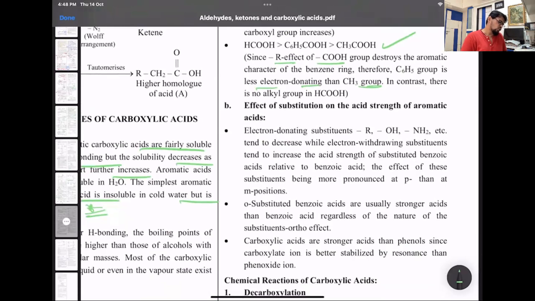Electron donating groups like alkyl, OH, NH2 decrease, while electron withdrawing groups increase the acidic strength of the substituted benzoic acid derivatives. Ortho substituted benzoic acids are stronger acids than benzoic acid due to the ortho effect. We have discussed the ortho effect, where there is some amount of intramolecular H bonding. That's an important point. And carboxylic acids are stronger than phenols, since the carboxylate ion is better resonance hybridized. I have told you this, carboxylic acids, the Ka is normally 10 raised to -3 to 10 raised to -5, whereas for phenols, the Ka is 10 raised to -10.